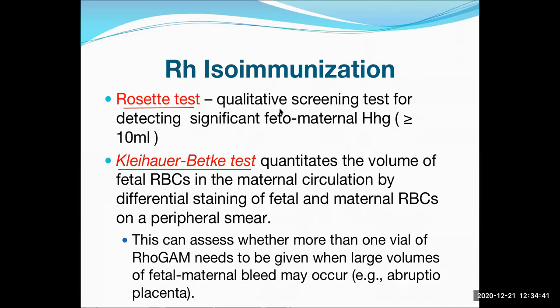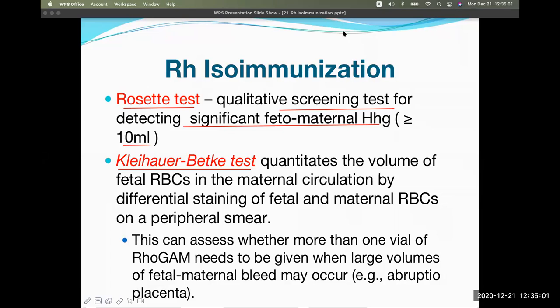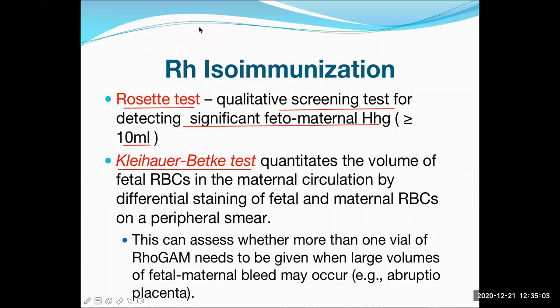Now, the Rosette test is a qualitative screening test for detecting significant fetal-maternal hemorrhage, that is, more than 10 ml. And Kleihauer-Betke is the question which is asked to you more than the Rosette test. So let me explain the principle of this.